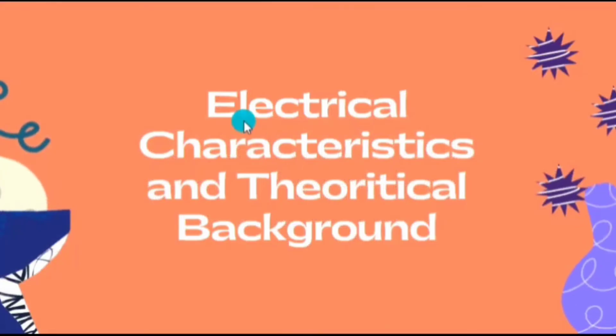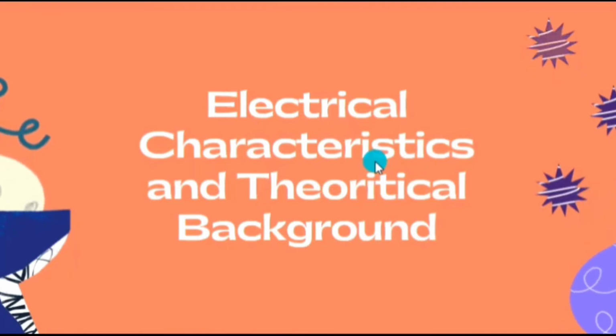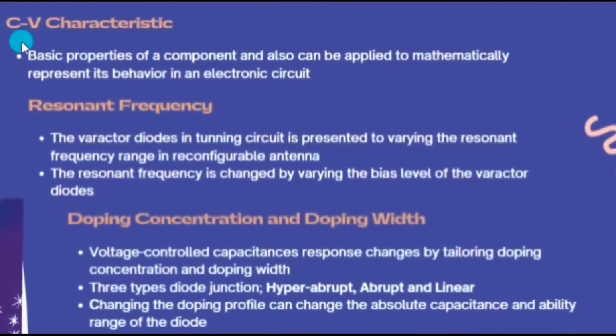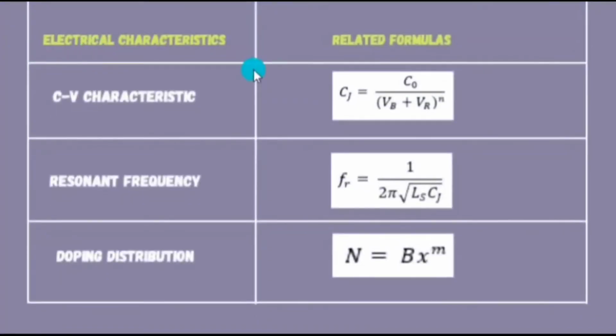communication. There are 3 main parts of electrical characteristic that being investigated in this project. Firstly, the capacitor voltage characteristic. Second, the resonant frequency, and lastly, doping concentration and doping width. This is all the related formula that has been collected from research paper.